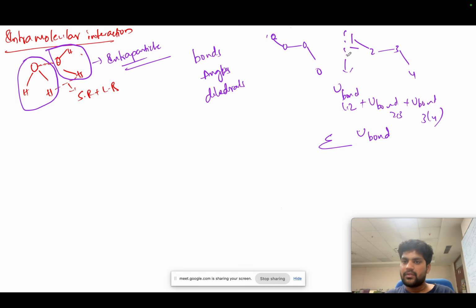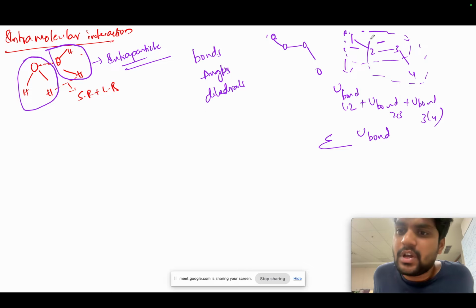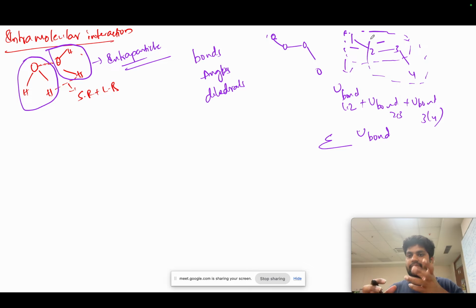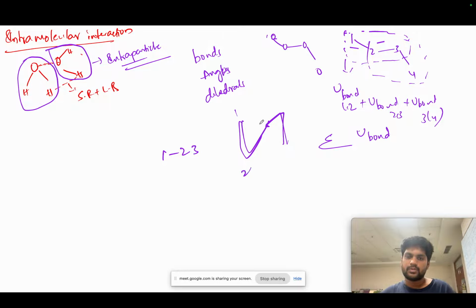If you see, there is an angle between 1, 2, 3, and there is an angle between 2, 3, 4. This is dihedral actually, basically. So dihedral means when you have different planes, we are talking about the angles between different planes. So the angle we have is 1 2 3. This is one angle, and then we have 2 3 4. So this is another angle. So 1 2 3 and 2 3 4 are the angles of this particular system.